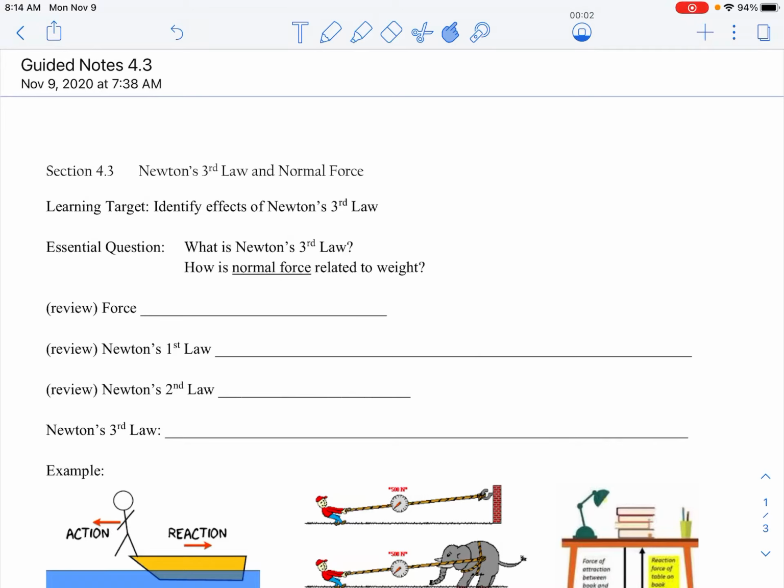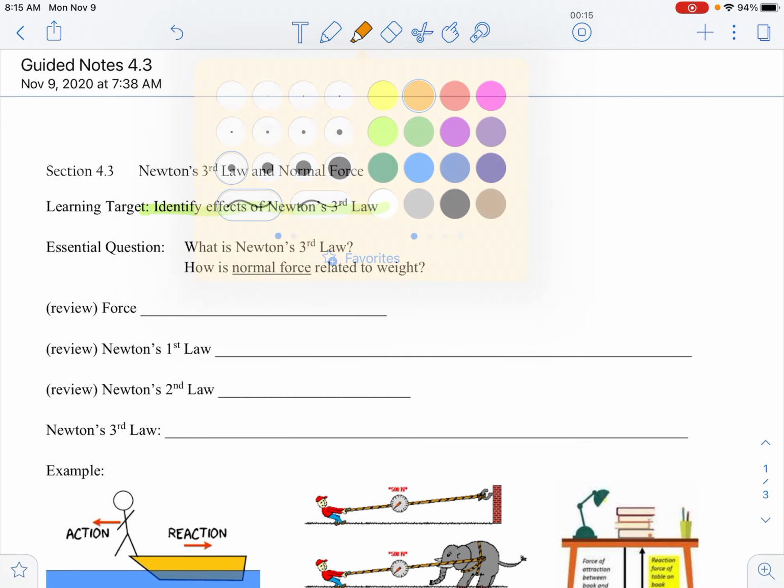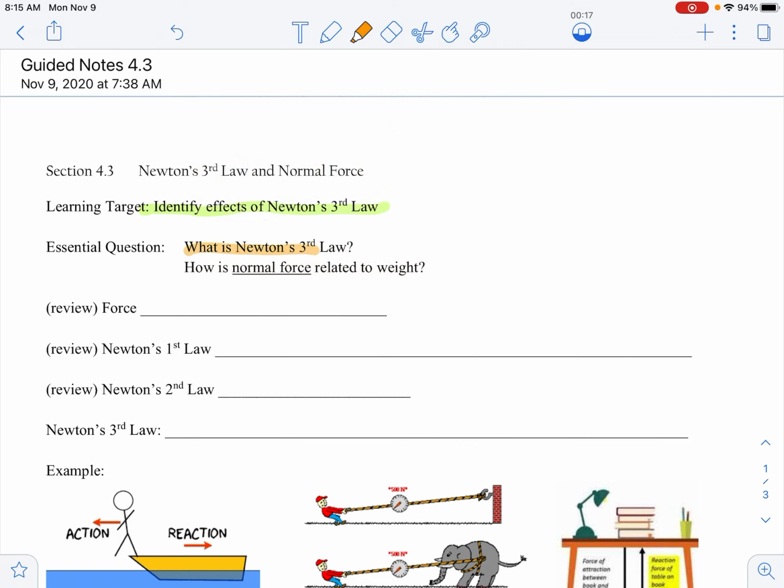Hello everyone. Today we are going to look at section 4.3, which is on Newton's third law and normal force. Our learning target today is to identify the effects of Newton's third law. And our two questions are, what is Newton's third law? And how is normal force related to weight?